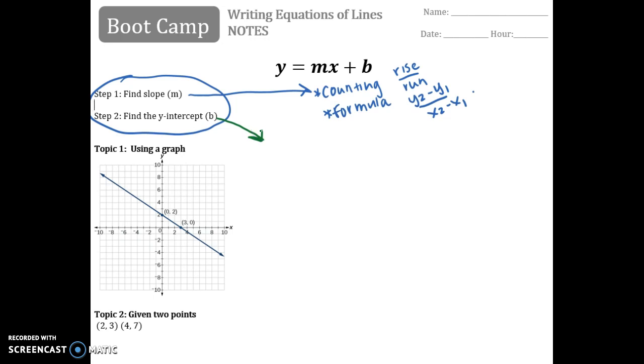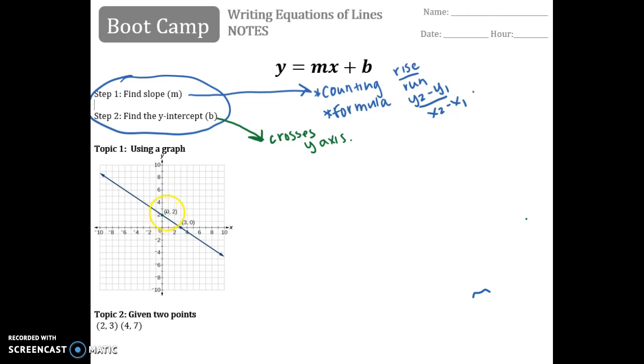If it's your y-intercept you're looking for, a lot of times you can find it by looking at the graph. Remember, the y-intercept is where the graph crosses the y-axis. You can find it by looking at a picture, or sometimes you have to do some calculations. So every single time you're writing an equation of a line, you're looking for an m and a b.